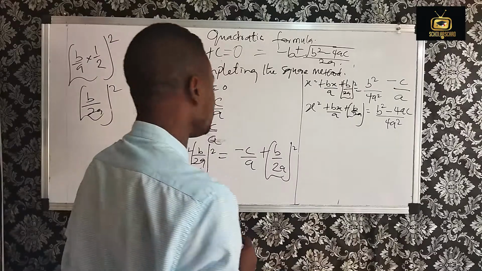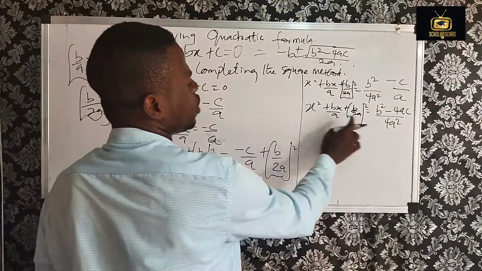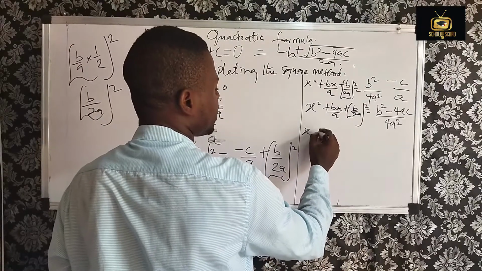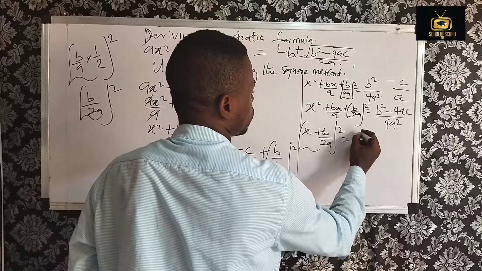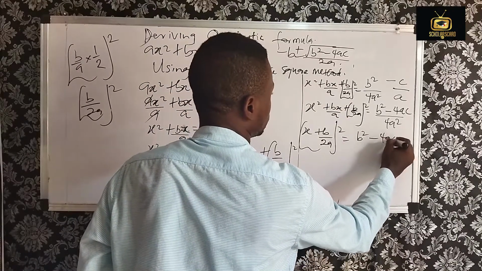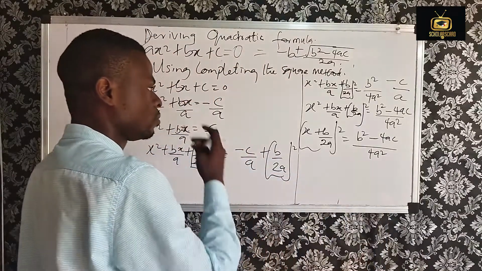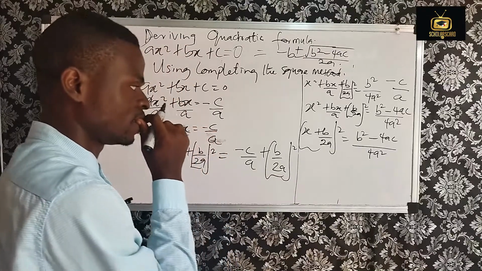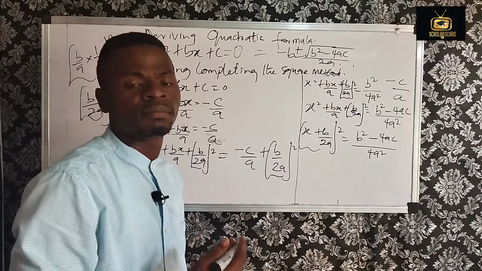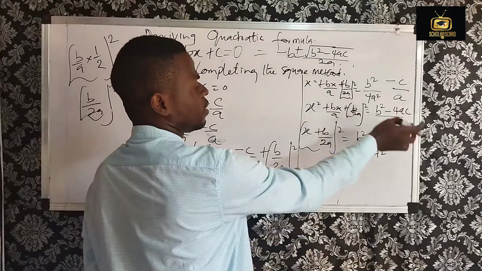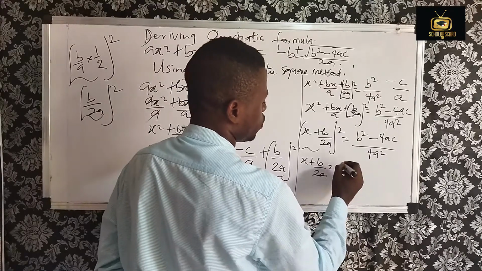Now we are going to bring this into one square by saying that x plus b over 2a, all squared, equals b squared minus 4ac over 4a squared. So when this square comes here, according to your law of indices, x plus b over 2a.